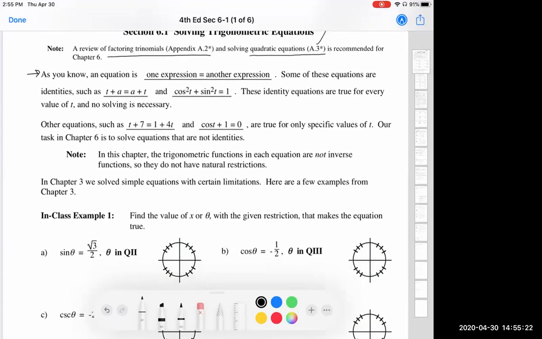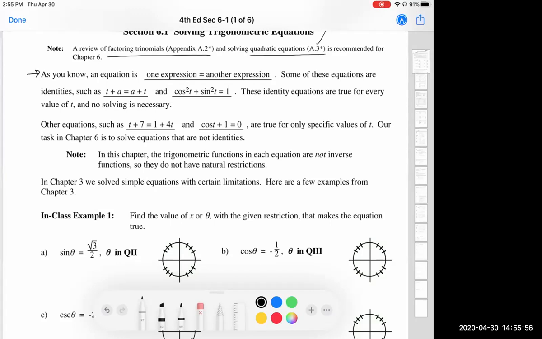Let's read your book. As you know, an equation is one expression equals another expression. Some of these equations are identities, such as t plus a equals a plus t, and cosine squared t plus sine squared t equals 1. These identity equations are true for every value of t, and no solving is necessary.